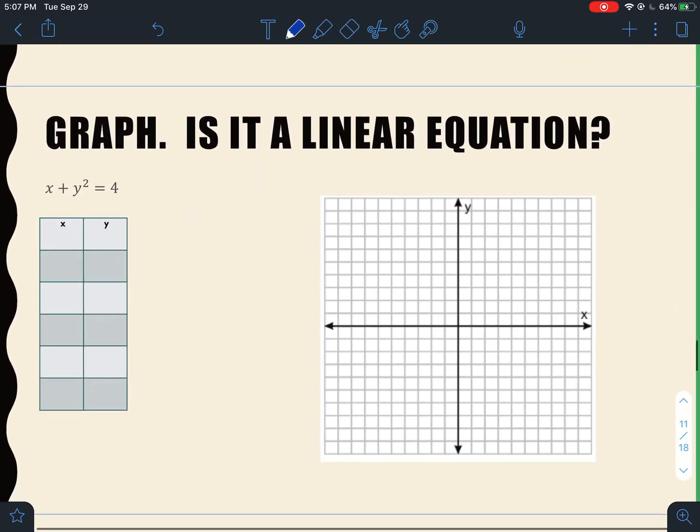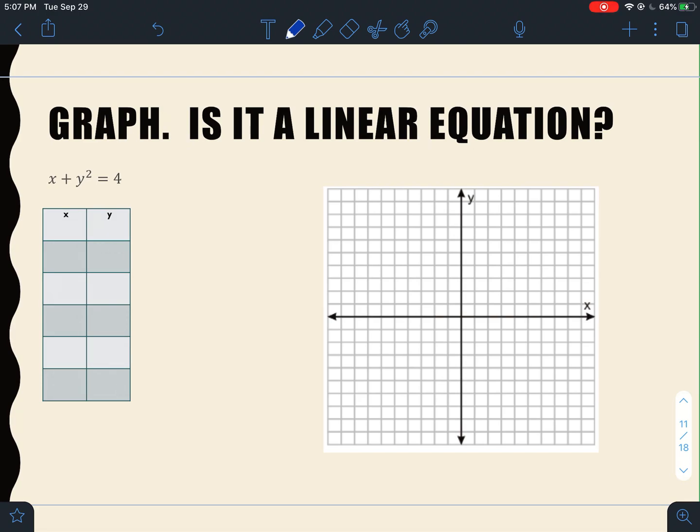All right, so let's try this one. Graph, is it a linear equation? So what if x? Well, actually on this one, we're going to plug in for y because y is the more complicated looking one, right? We have x plus y squared equals 4. So I'm going to plug in values for y because it's more complicated.